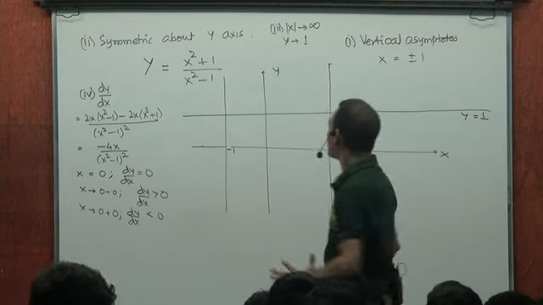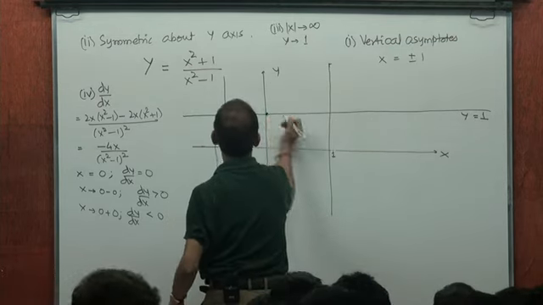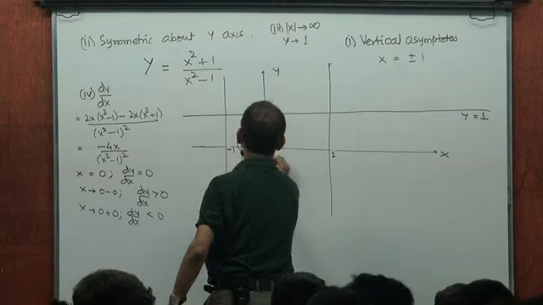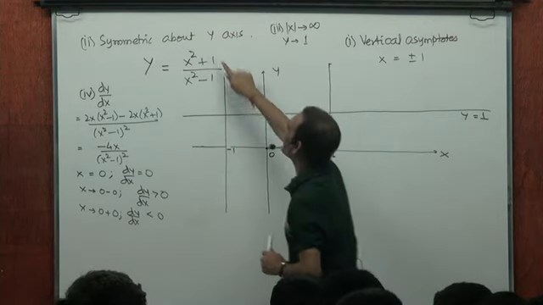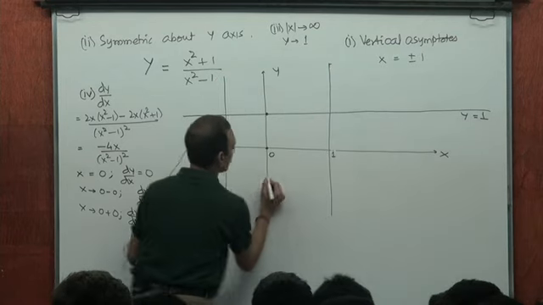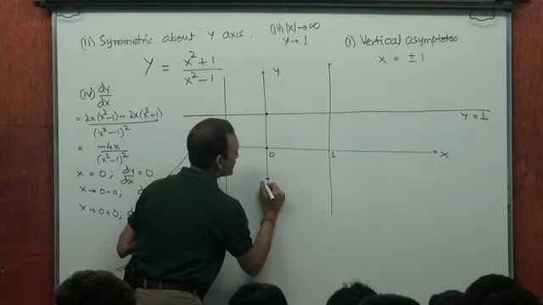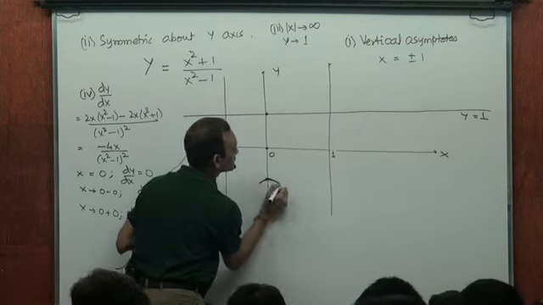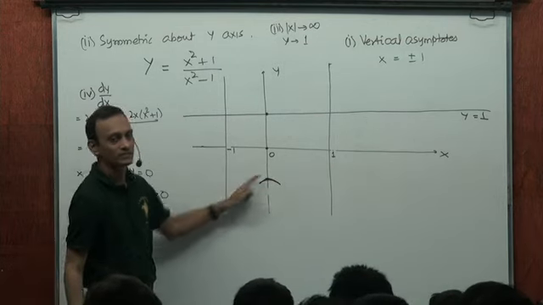So, this is x equal to 0. At x equal to 0, y is minus 1. As you can see, y is minus 1, and you would see a local maxima here. So, just draw this indicative local maxima.